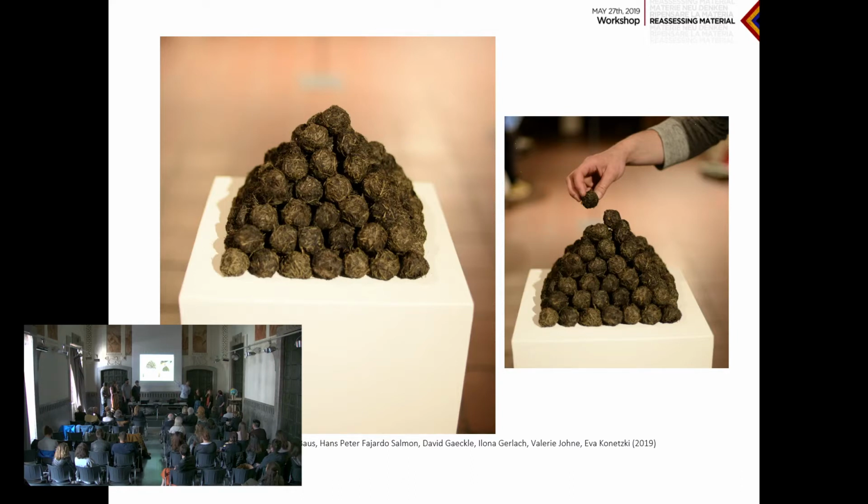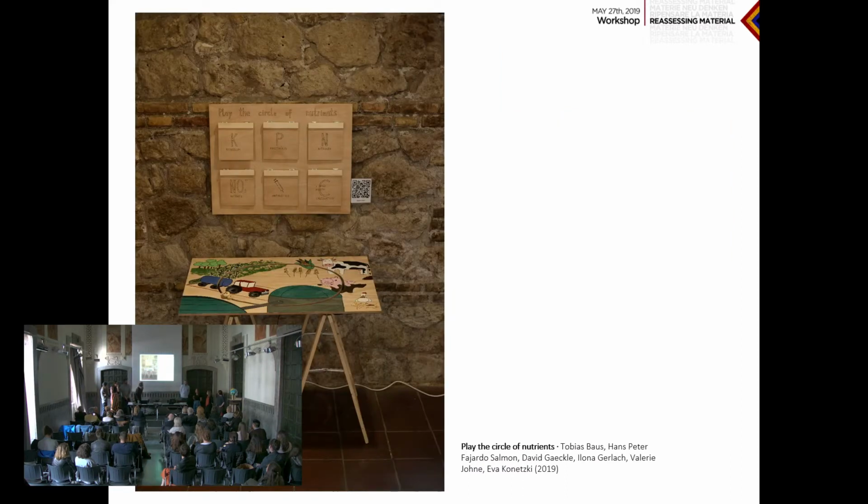Okay, before we got 3 parts of the project. So, as you can see, we've made a wooden plate, including a circle. We call it the circle of nutrients. So this plate is containing 4 main stations.